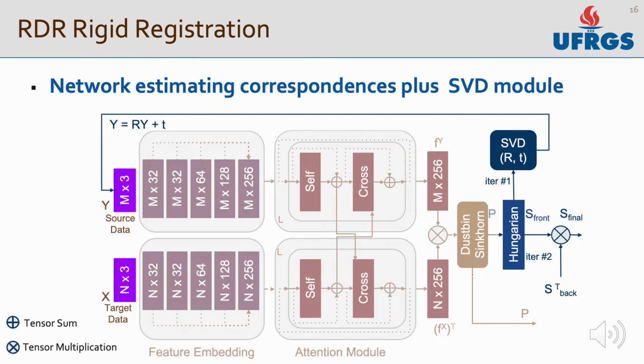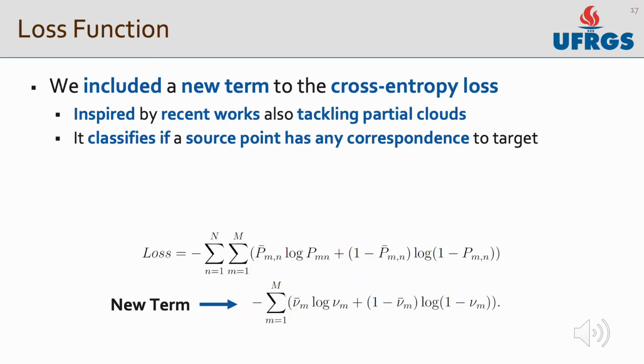On rigid registration, we use the same neural network to estimate the correspondences. In addition, we loop between correspondence estimation and computing the optimal transformation with SVD. On each iteration, we convert the soft assignments to hard ones with the Hungarian algorithm. And after the iterations, we use cyclic consistency to estimate the final registration.